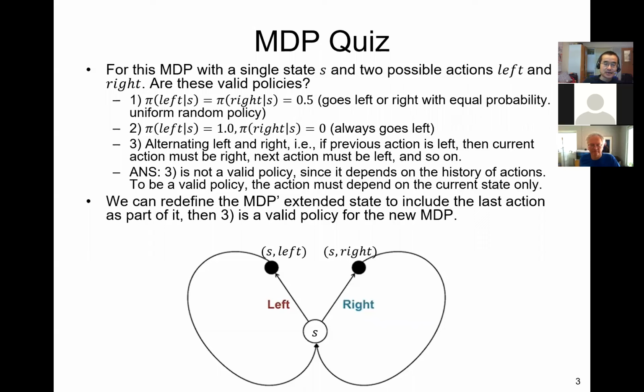So if the previous action is left, then the current action must be right, the next action must be left, and so on. But it's not a valid policy, since it depends on the history of actions. To be a valid policy, the action must depend on the current state only, based on the Markov property. But we can redefine the MDP's extended state to include the last action as part of it. So a state is S comma last action. Then the policy is a valid policy for the new MDP.